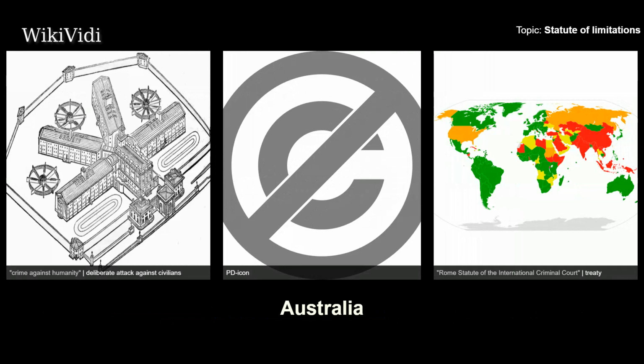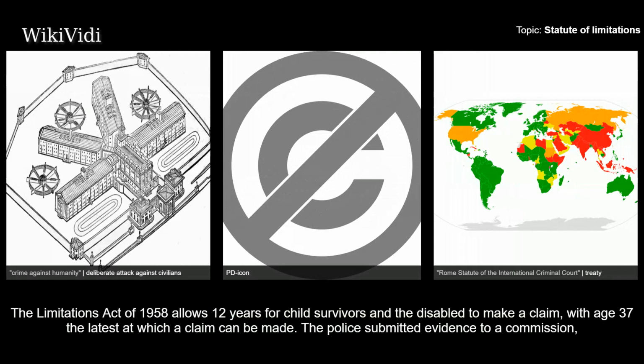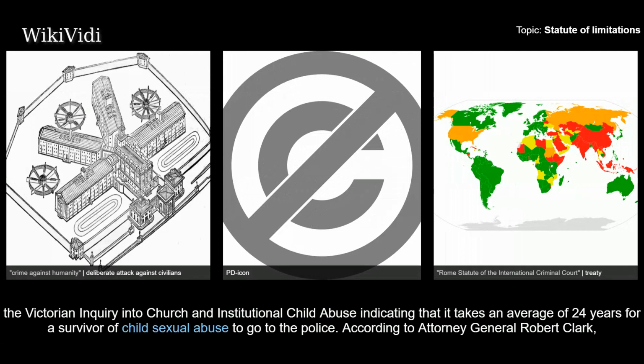Australia. The Limitations Act of 1958 allows 12 years for child survivors and the disabled to make a claim, with age 37 the latest at which a claim can be made. The police submitted evidence to a commission, the Victorian Inquiry into Church and Institutional Child Abuse, indicating that it takes an average of 24 years for a survivor of child sexual abuse to go to the police.